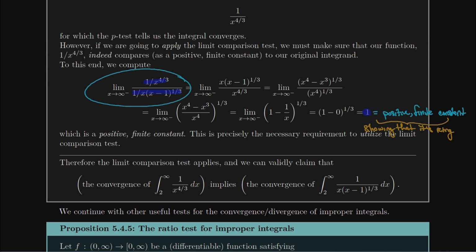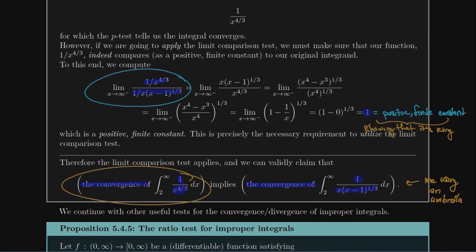But once I've shown that this is a positive finite constant, now I can make the claim that the convergence behavior of 1 over x to the 4/3 implies the convergence behavior of the function that we actually care about. This is me using an umbrella. So once I've shown it's raining, I can claim that I use an umbrella.